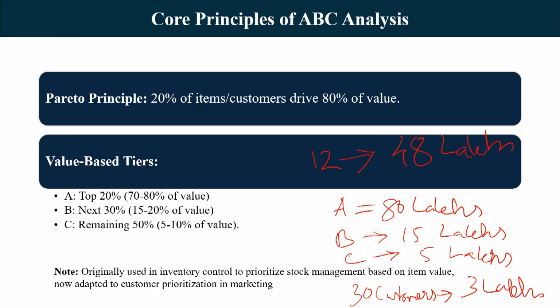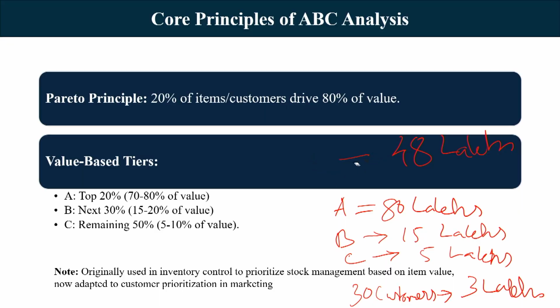By focusing on A customers, basically what we do is allocate resources efficiently, like dedicating account managers to top clients while using the self-service portal for others. So, this is all about the importance of the core principle of ABC analysis, right.